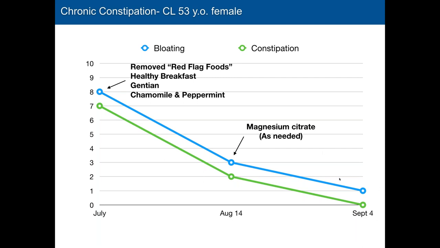So by a month and a half or two, she basically no longer had the constipation. She was going to the washroom every day, and her bloating was pretty much gone away. And I don't imagine she's going to stick with the gentian forever or the chamomile and peppermint tea. And maybe she'll start playing around with her foods more. But appreciate, we changed her diet. She figured out that the dairy was definitely bugging her, the eggs was bugging her.